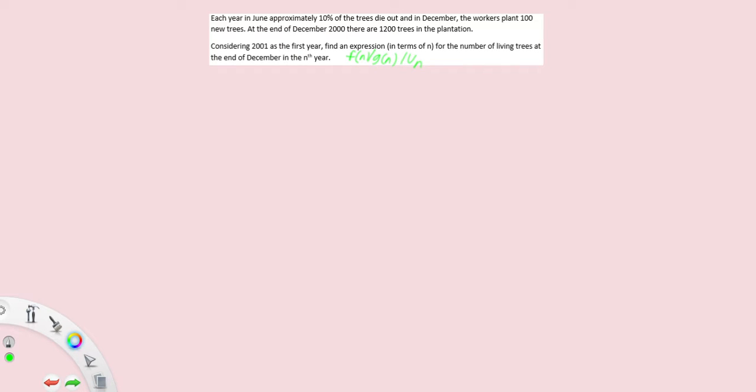So because of that, let's first define our term. So let un be the number, we can use number short form as no., of living trees at the end of, so basically just copy down the question, at the end of December in the nth year.